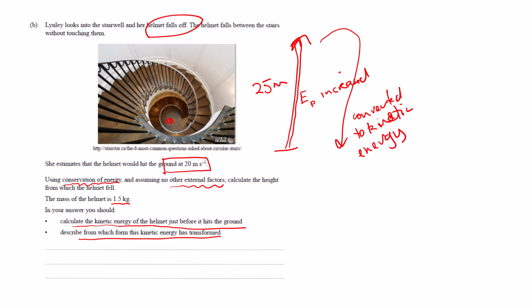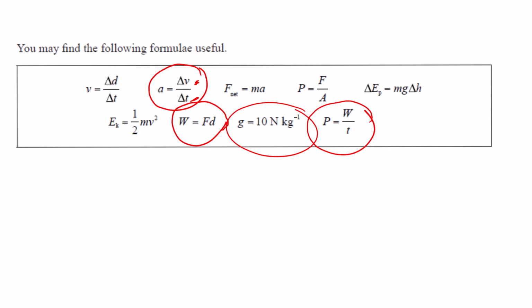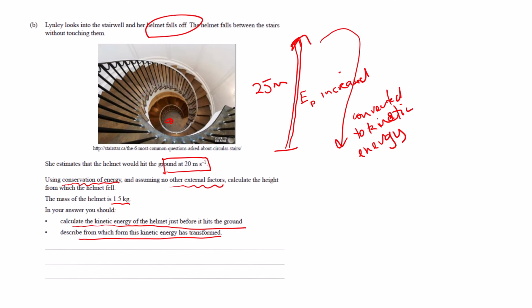And let's again have a look at our formulae for this. We've got gravitational potential energy equals mass times g times the height. And over here we've got kinetic energy is equal to half mass times velocity squared. So let's go back to where we were. Use the conservation of energy and assuming no other external factors, calculate the height from which the helmet fell.